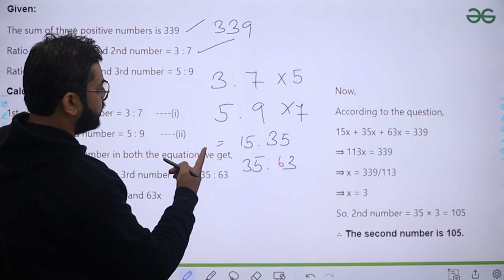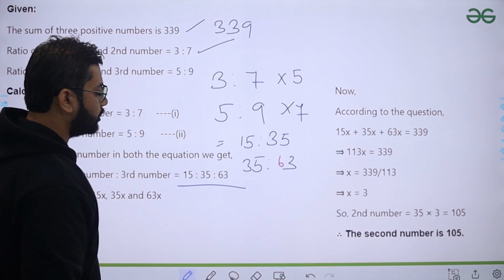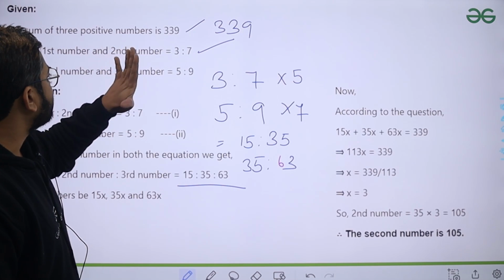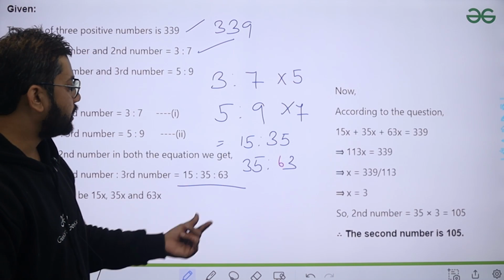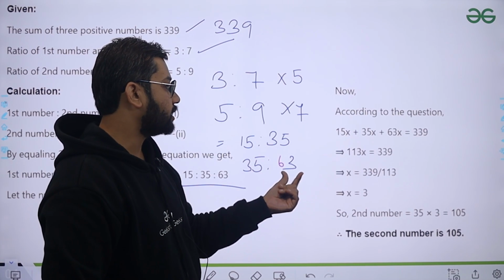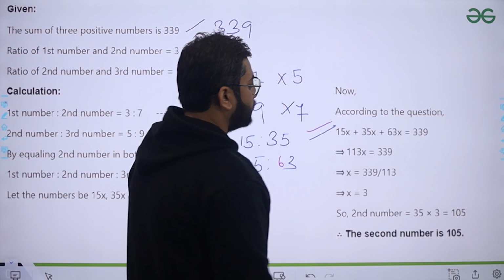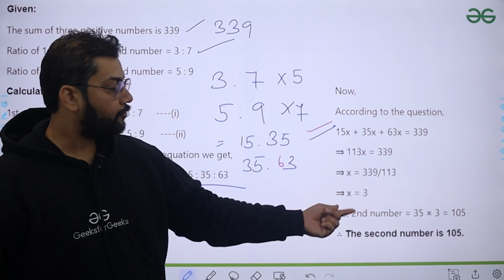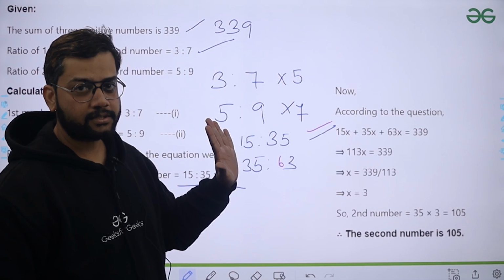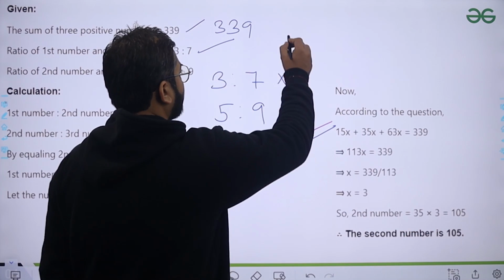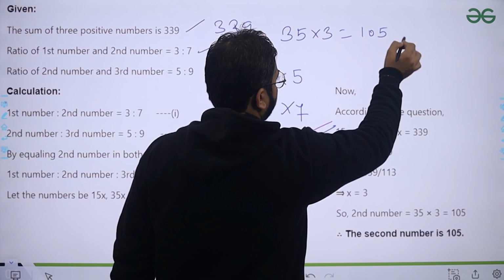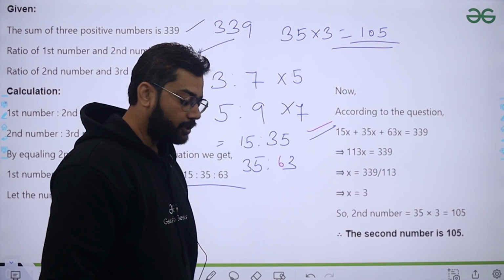So now we can write a is to b is to c is equal to 15 is to 35 is to 63. As per the question, the sum of the three positive numbers is equal to 339. Suppose the number is x, so 15x plus 35x plus 63x is equal to 339. From here we can find the value of x, and the second number is 35x. So 35 into 3, that is equal to 105.